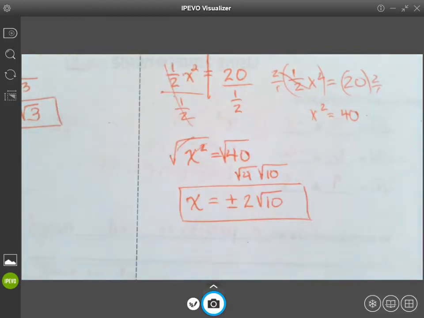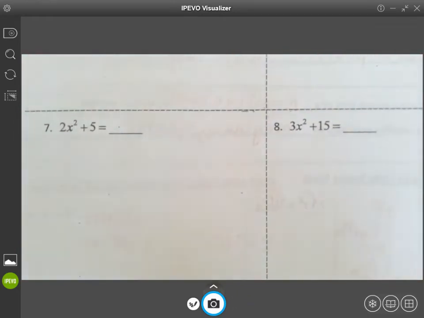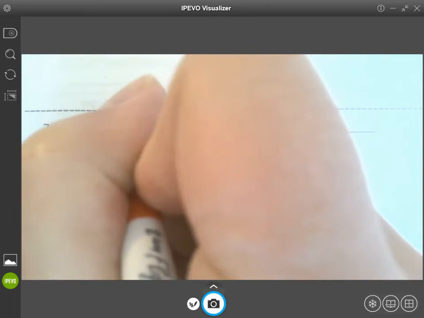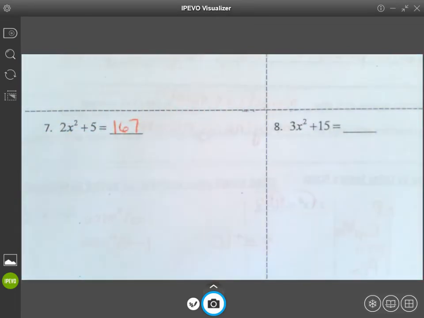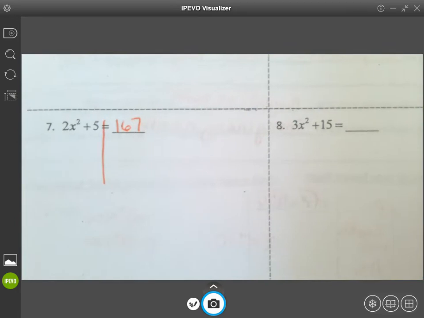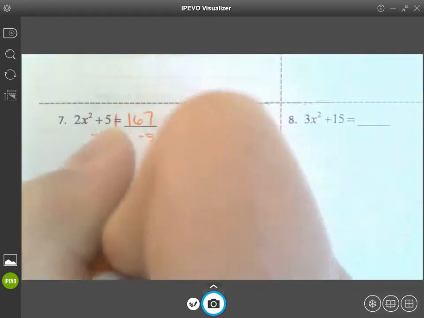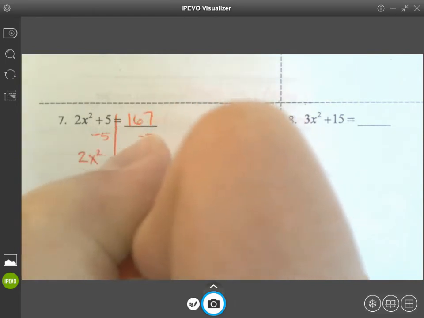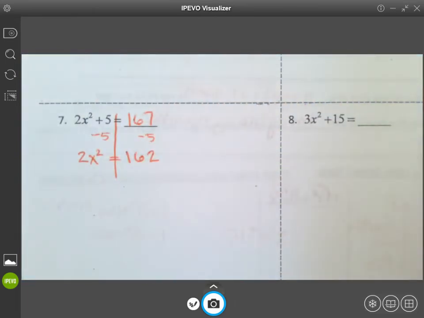All right, 2 more. So I'm going to let you guys start this one on your own. There's a little more to it. So 2x squared plus 5 equals 167. All right, ladies and gentlemen, what did you want to do first? Okay, I'm with you. Subtract 5. So I get 2x squared equals 162. Now what? Oh, okay, perfect.